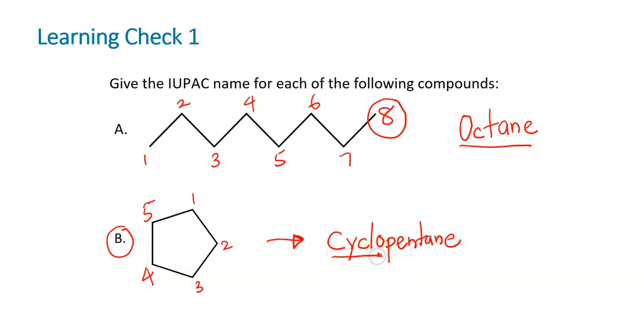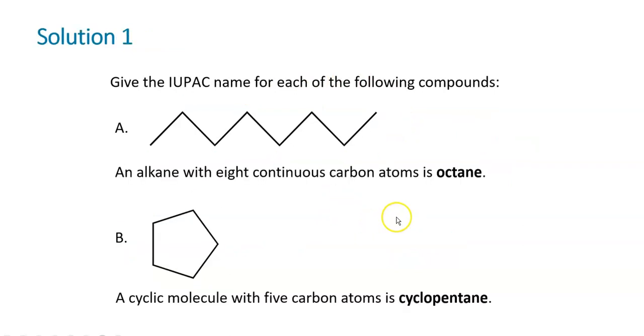Please don't forget cyclo. If you just write it as pentane, it will be the linear molecule. So cyclo makes it unique for the cyclic compounds. So those are the answers.